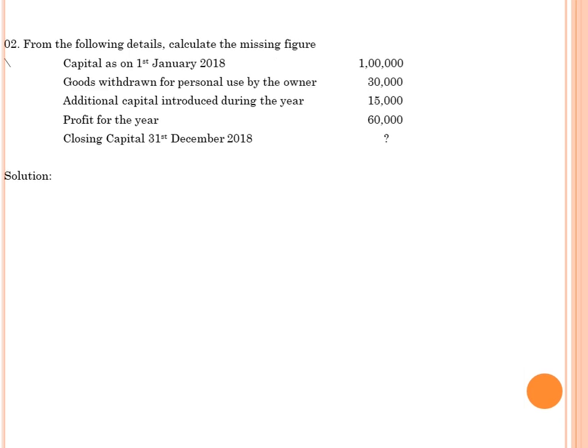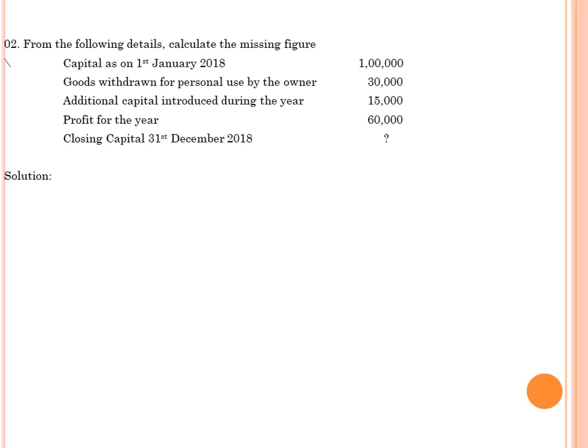We move on to problem 2. From the following details, calculate the missing figure. Here also we want to find the missing figure. The capital as on 1st January 2018, 1 lakh. Goods withdrawn for personal use by the owner 30,000. Additional capital 15,000. Profit for the year 60,000.